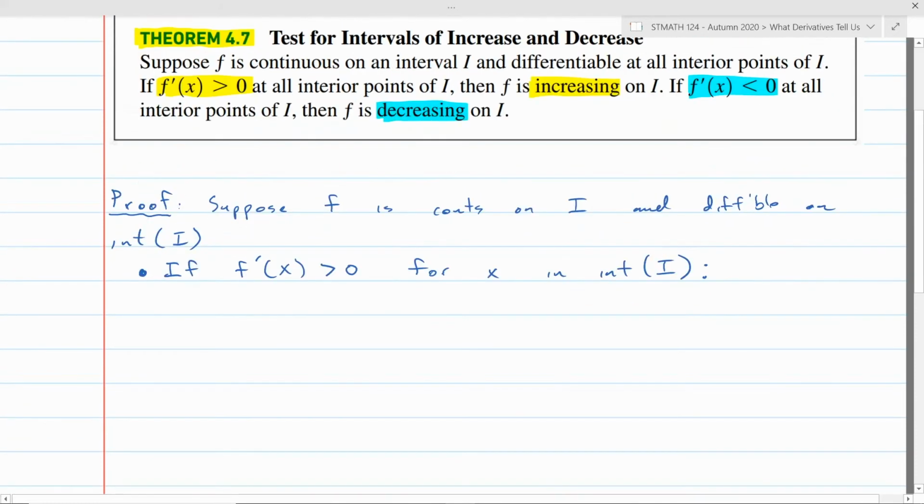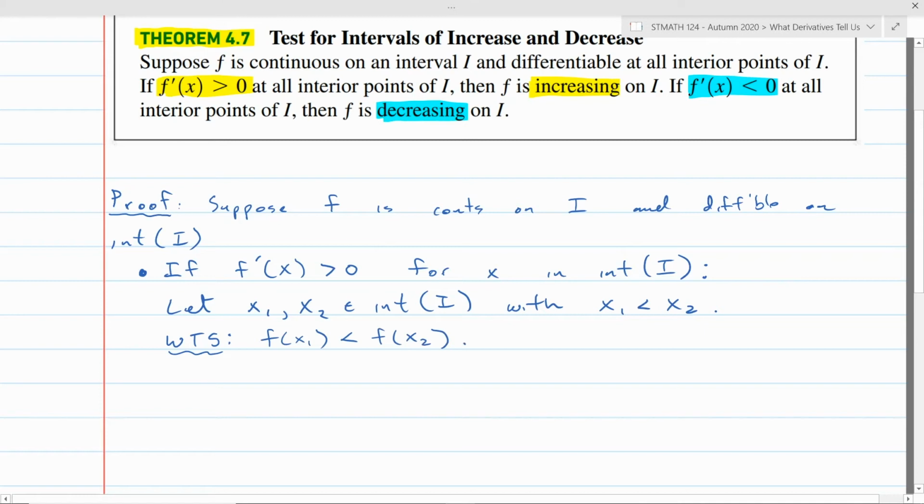Well, I want to show that f is increasing, so I need to take an x1 and an x2 in the interior of that interval I, and suppose that x1 is less than x2. What we want to show, WTS, is that f of x1 has to be less than f of x2, because that's the precise definition of what it means to be increasing.